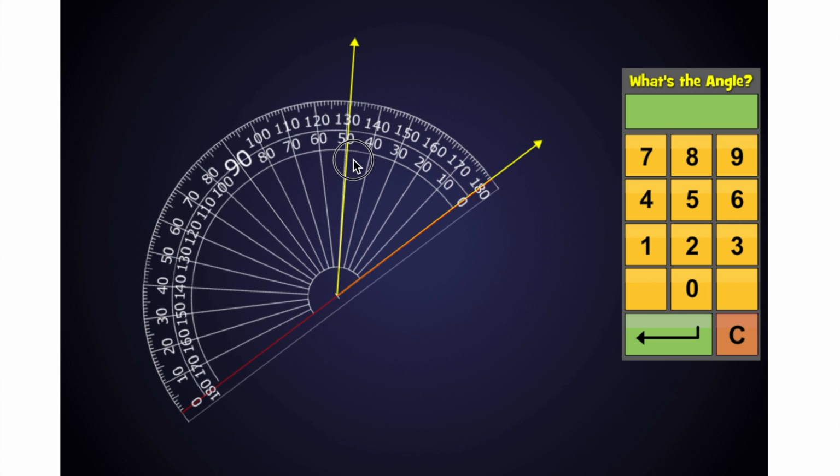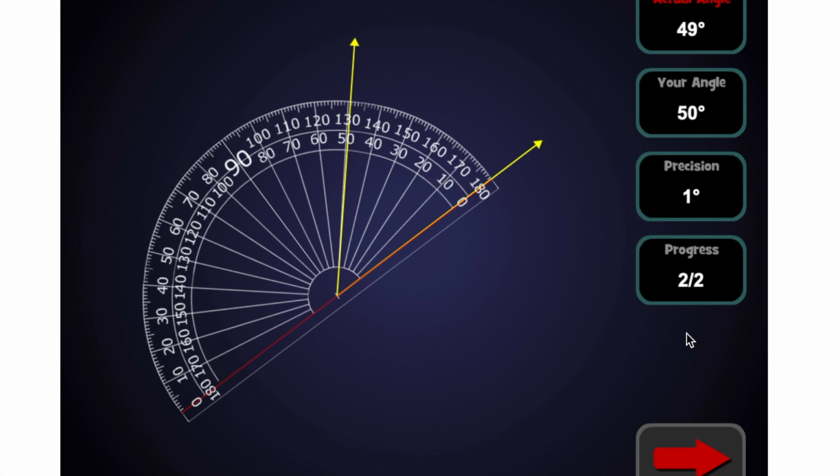Here again, we line it up. We read the inside number on this side, 0 all the way up. That's about 50. Again, we type it in, press the arrow, and it tells me that the actual angle was 49 degrees and that I typed 50, again giving me credit because I was only 1 degree off.